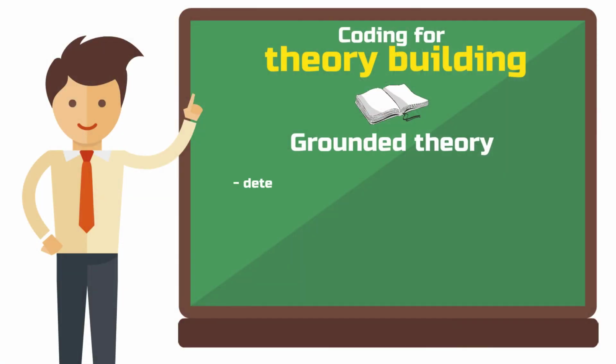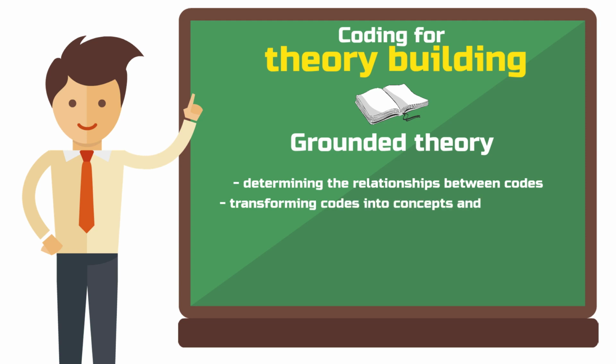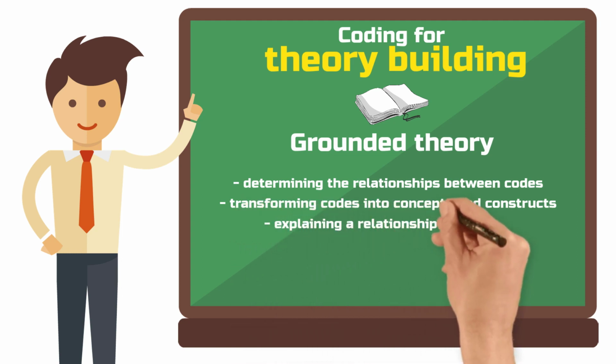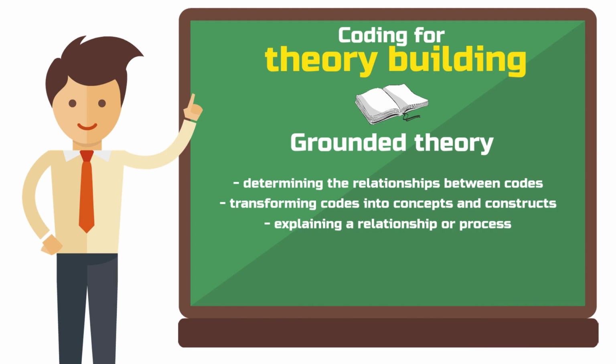The specific coding techniques employed and how they are combined depend on the recommendations or authors chosen for your own grounded theory study. Over the course of such a study, determining the relationships between constructs that came out of your initial codes becomes important. Here, some coding techniques are not only limited to transforming codes into concepts and constructs, but also explaining a relationship or a process. You can find more information on this in other tutorials, for example, on what is referred to as axial coding.